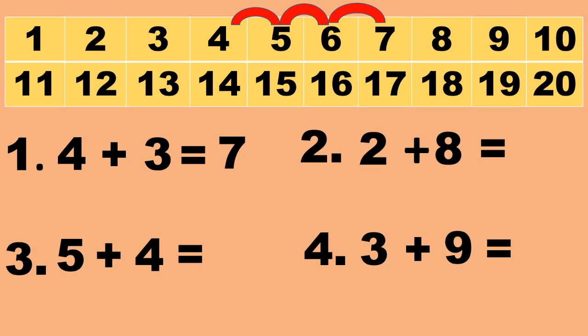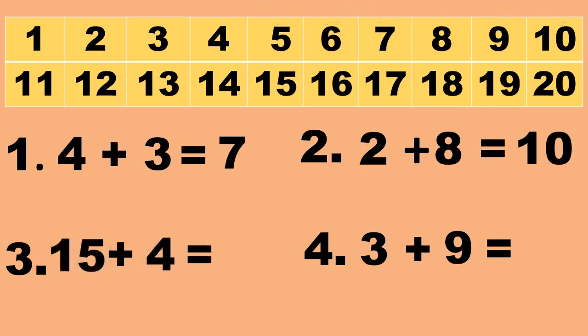Now in second sums we have 2 plus 8. So 8 is a bigger number. So we have to keep the 8 number in our mind and we have to go 2 steps forward. So we will count after 8. 9, 10. So what answer we got? Yes, 8 plus 2 is equal to 10.